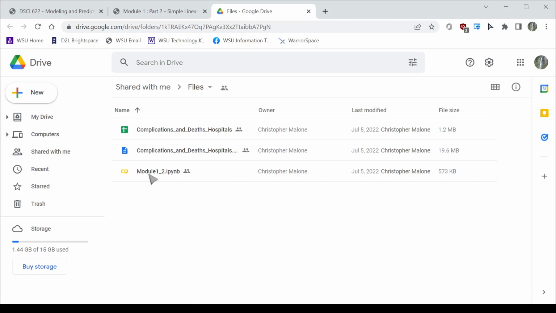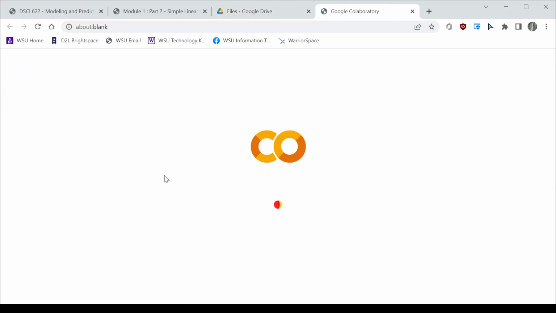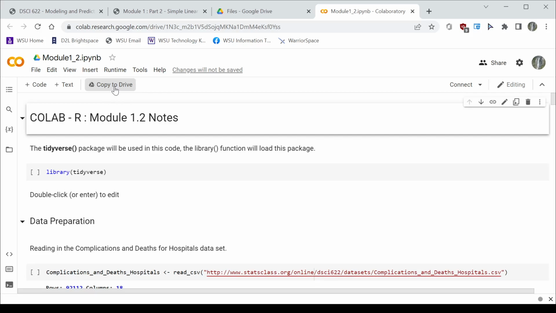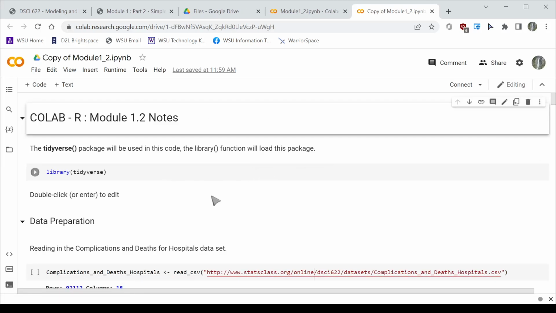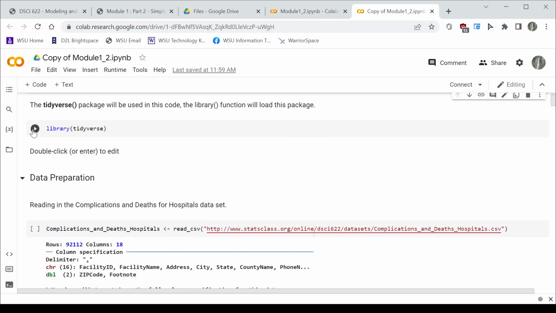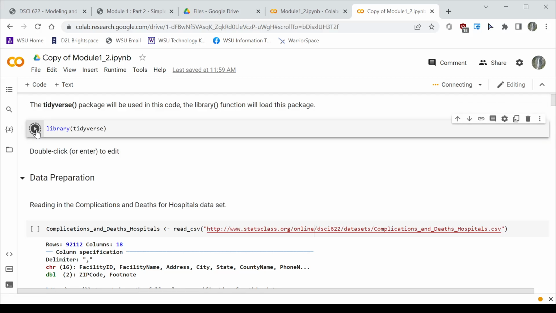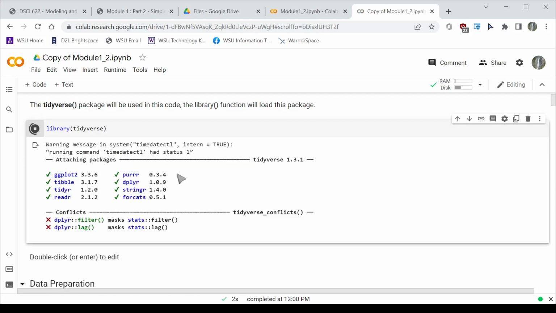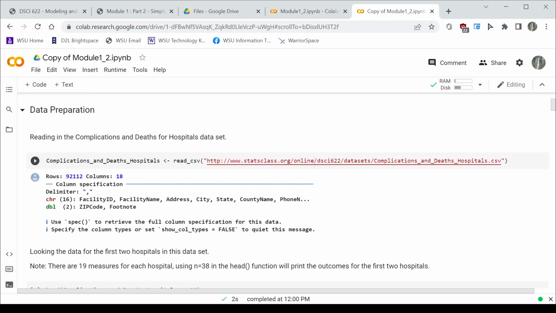Also in this files folder is the associated Colab document for this handout. You can get a copy of that by just clicking on that. Remember, with our Colab documents, we're going to want to copy to drive so that I have my own copy of this Colab document. Once I do that, then I'm able to run the code here for this particular module. So again, hitting the run button for each of these code chunks will execute the code that is present in that code chunk. You do need to run these in succession.